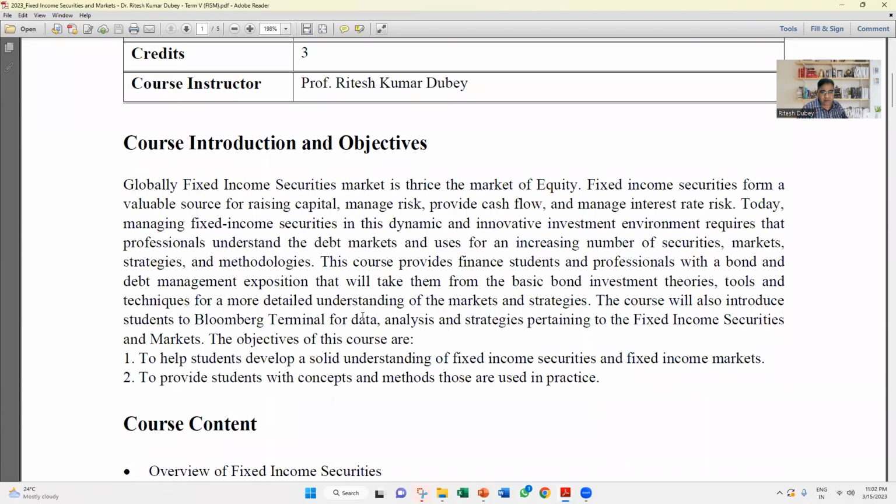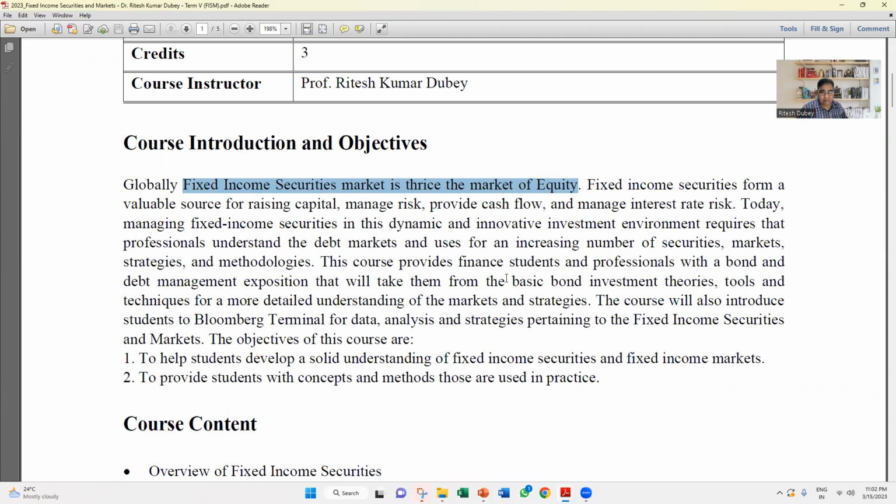Now, a lot of us are very much fascinated with the fact that the equities market is doing well. We keep track of how the equities market is doing, how Sensex is going up, Sensex is going down, or maybe Nifty 50 is going up or down, right? But many of us don't know that the fixed income securities market is thrice the size of the equity market, right? An interesting fact.